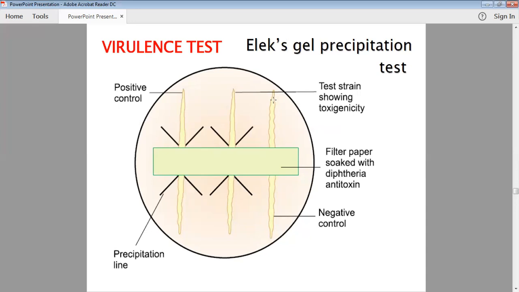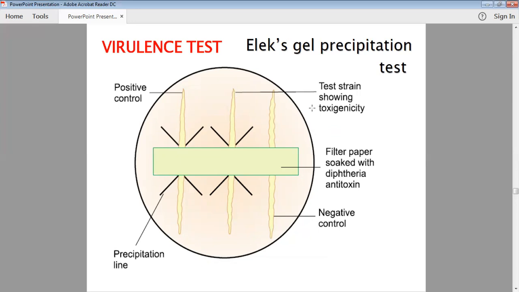And on the right side, there is a negative control strain. This is the positive control strain on the left side and the negative control strain on the right side. Negative control strain means non-toxigenic strain. Positive control, toxigenic strain. And in between, that is the test strain. I don't know whether it is toxigenic or non-toxigenic. It is an isolated strain, a clinical isolate from the patient.